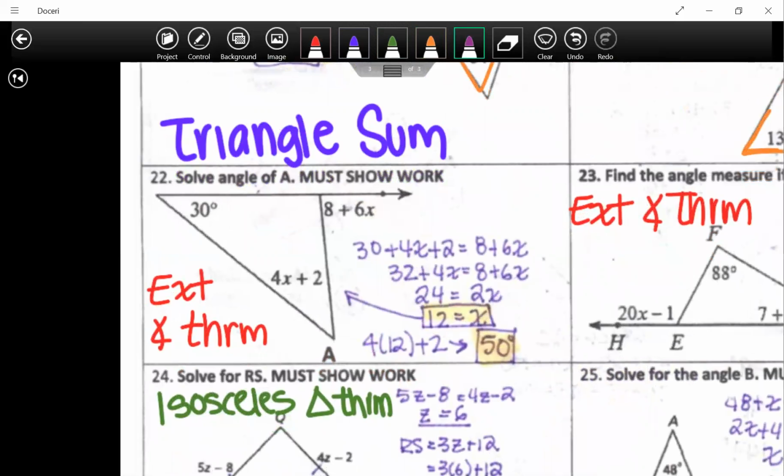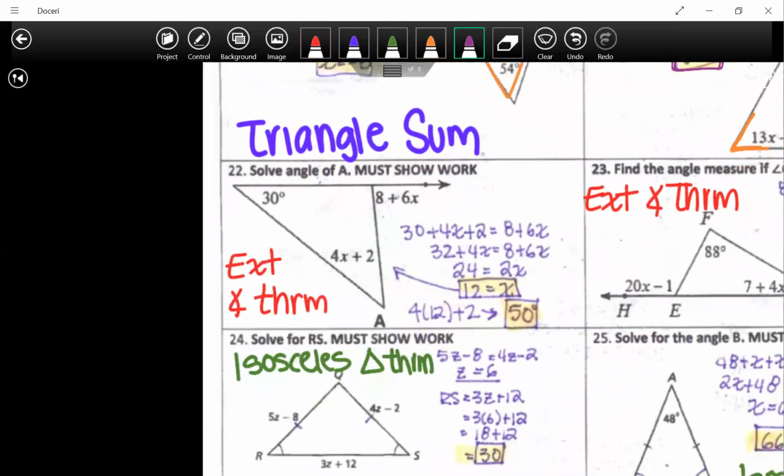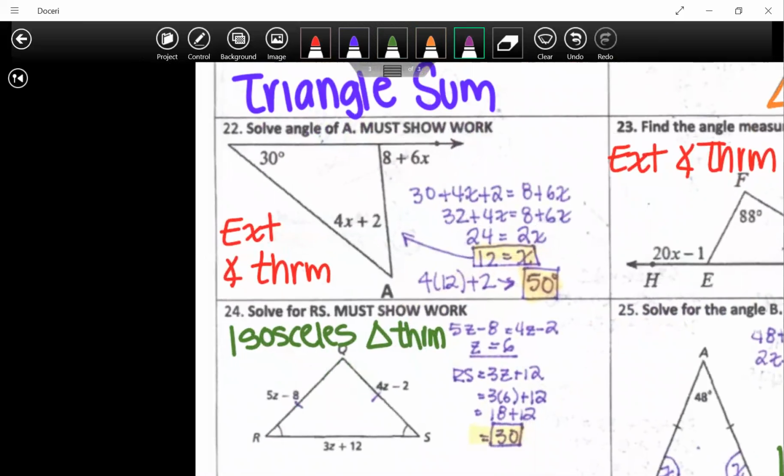Yes. I'm going to cover that. It does matter for that one. Okay. It only works for equilateral triangles. This is an isosceles triangle, so we have two congruent sides.